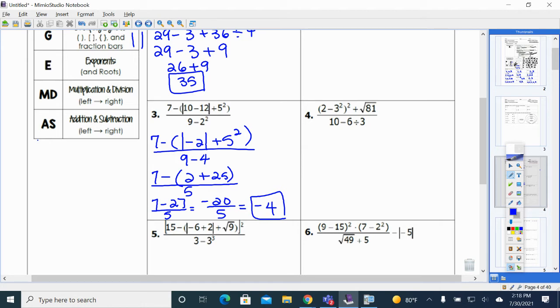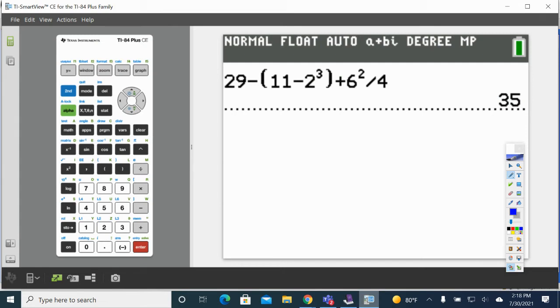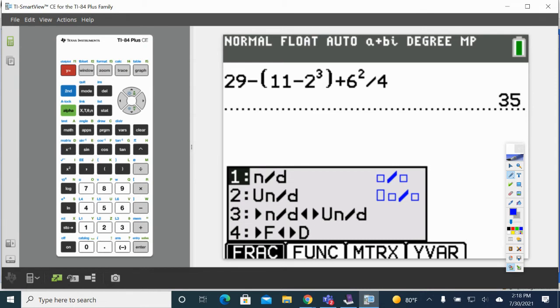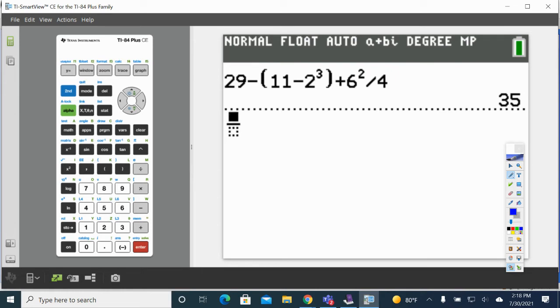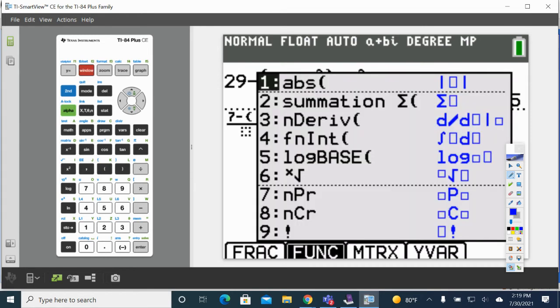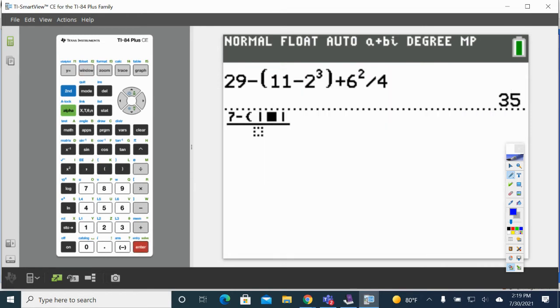And I'll show you that real quick, putting it into the calculator. If you have a graphing calculator, alpha y equal brings up a menu that is your fraction menu. And I'm going to hit enter. And the nice thing about this is the top is the top. It looks like a regular fraction. The bottom's the bottom. So in the top, I'm going to make this look just like it does in the problem. Absolute value marks, if you don't know where that is in the graphing calculator, if you hit alpha window, it's number 1. So I got the absolute value.